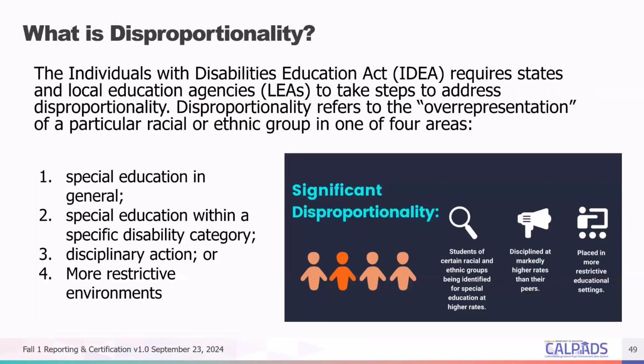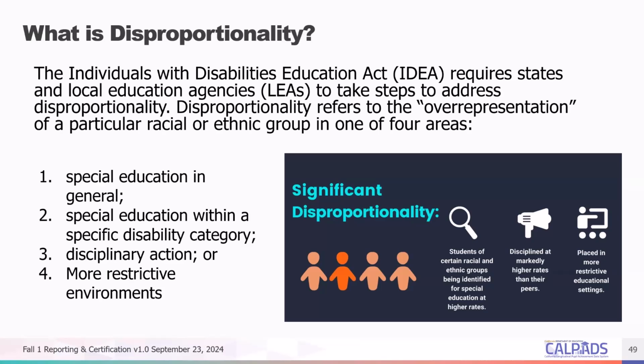And then, if we're unfamiliar with disproportionality, it refers to the overrepresentation of a particular racial or ethnic subgroup in 4 areas. That's general education, where we're over-identifying students of a specific race or ethnicity as eligible for special education; within a specific disability category, so among those students with disability, students of a particular race or ethnicity are overrepresented in the disability category; and then more restrictive environments, where the placement of a certain group of students is overrepresented.